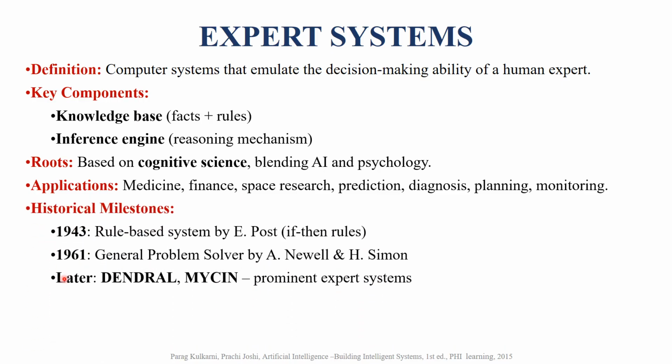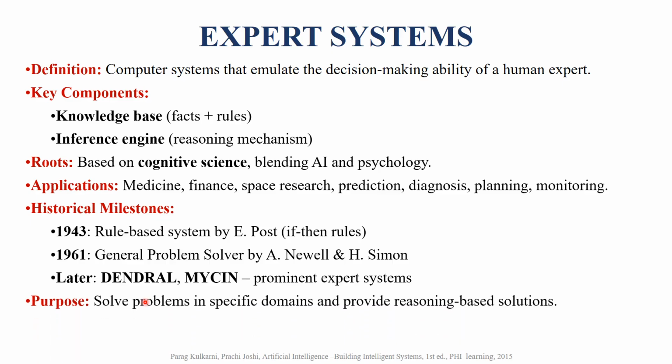Talking about the history, in 1943 the rule-based system was proposed by E. Post, which includes if-then rules. Then in 1961 the General Problem Solver was proposed by A. Newell and H. Simon. Later, expert systems were developed, say Dendral and Mycin. The main purpose is to solve problems in specific domains and provide reasoning-based solutions.